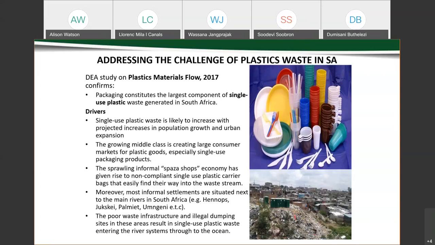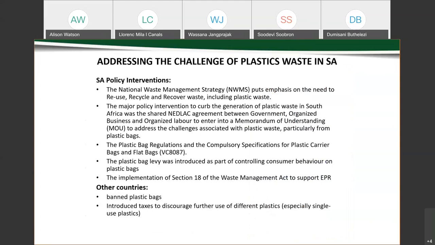So in terms of policy intervention, colleagues, we have the National Waste Management Strategy. A new one was approved again last month by cabinet, so we have new targets and new actions and goals for our interventions in waste management. But we also have the MOU that was signed by government, business, and the social partners to try and address plastic bags. But that MOU failed dismally to address the problem of plastic bags. That is why we are now moving towards reviewing the targets and the requirements.